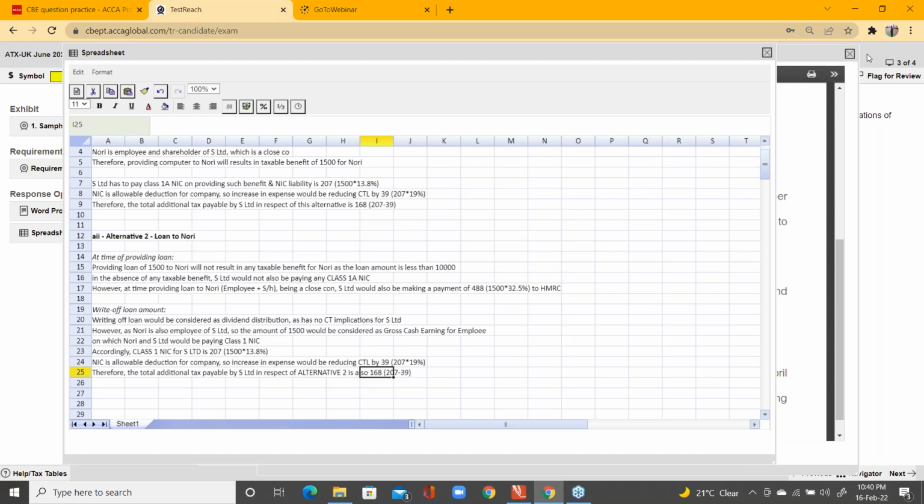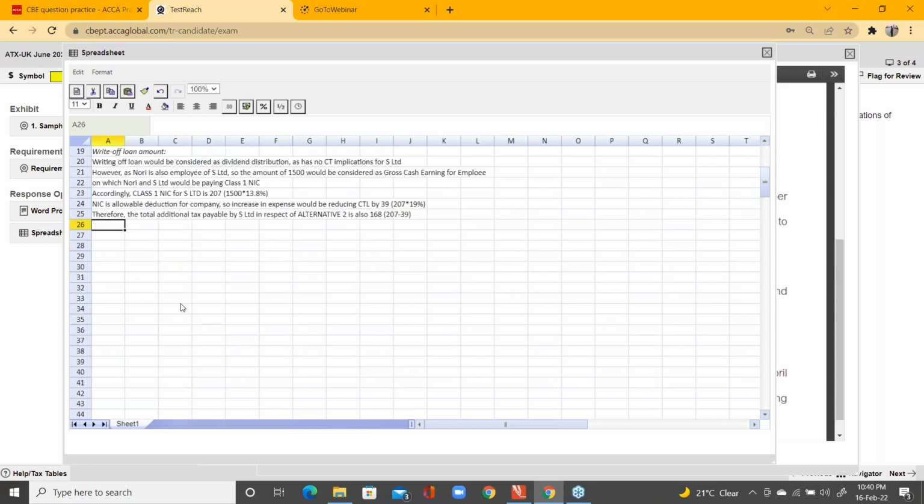Yes, as you are asking, nothing will be changed if the company provides a computer or gives a loan to Nuri. Resultingly, the total cost for the company will remain the same under both of the alternatives. It's 168 in both scenarios. Okay, good to know about it.